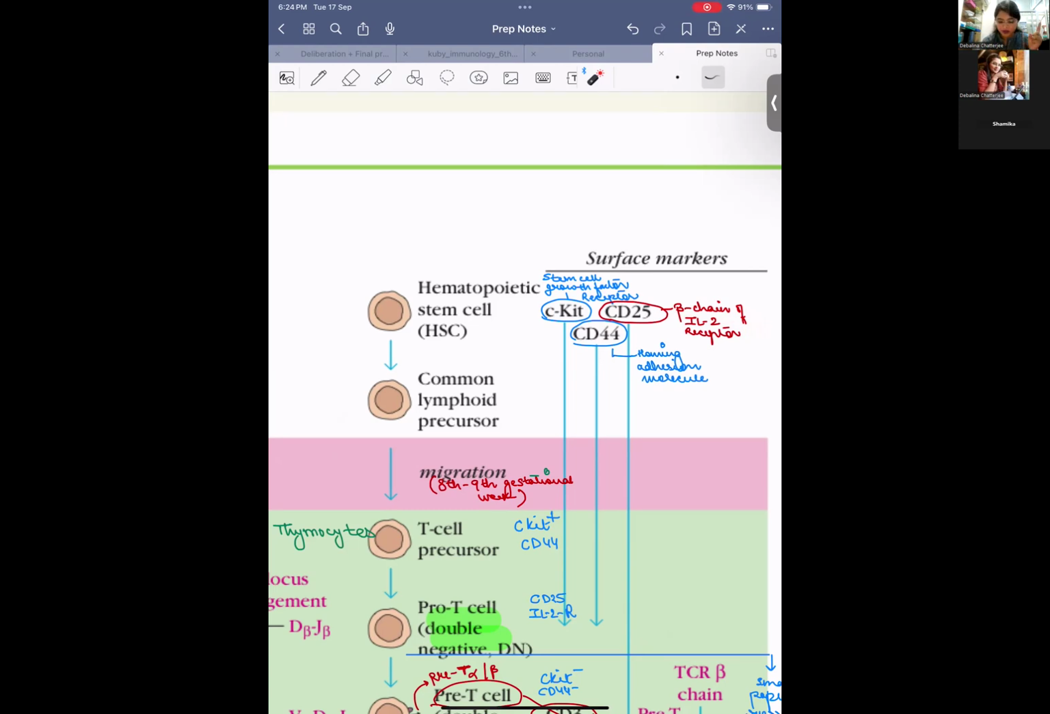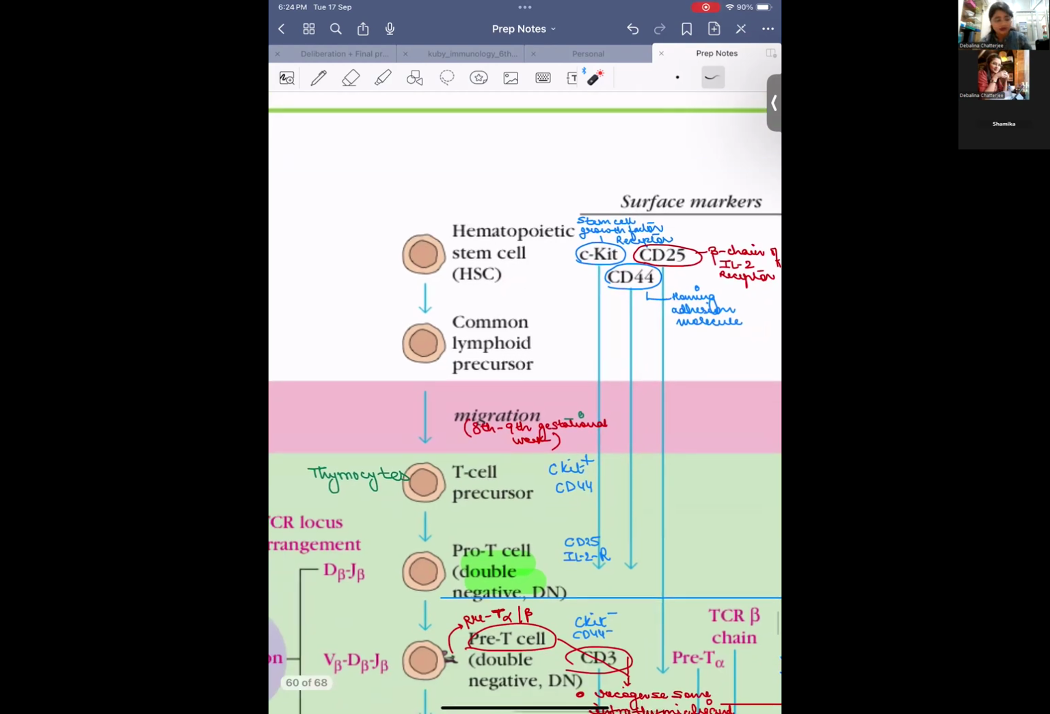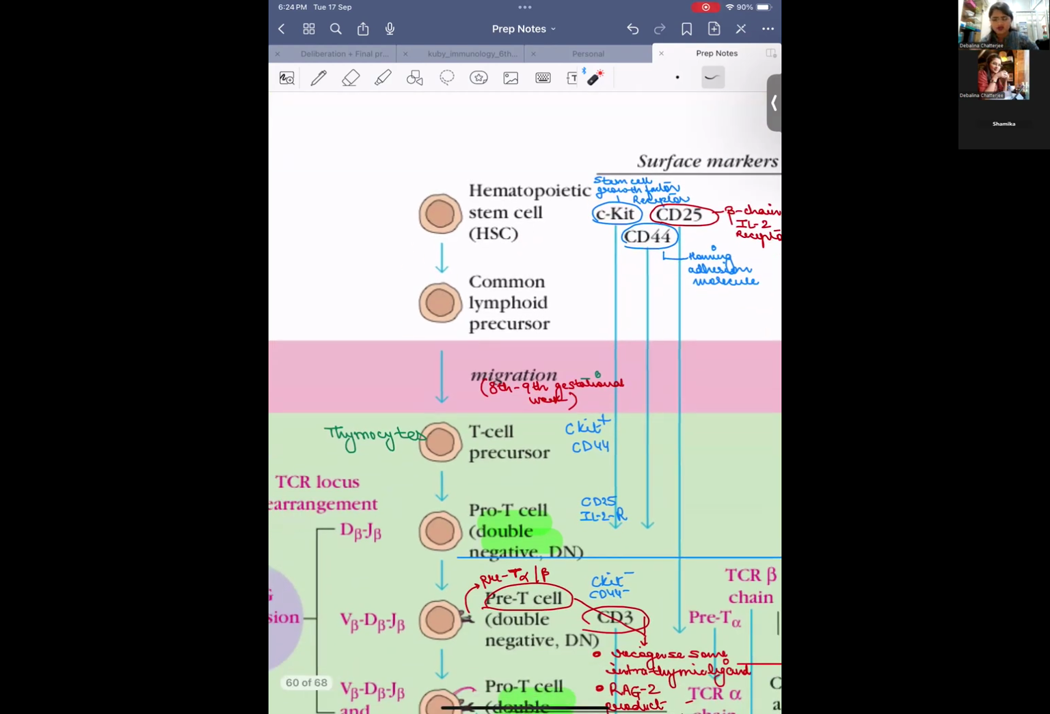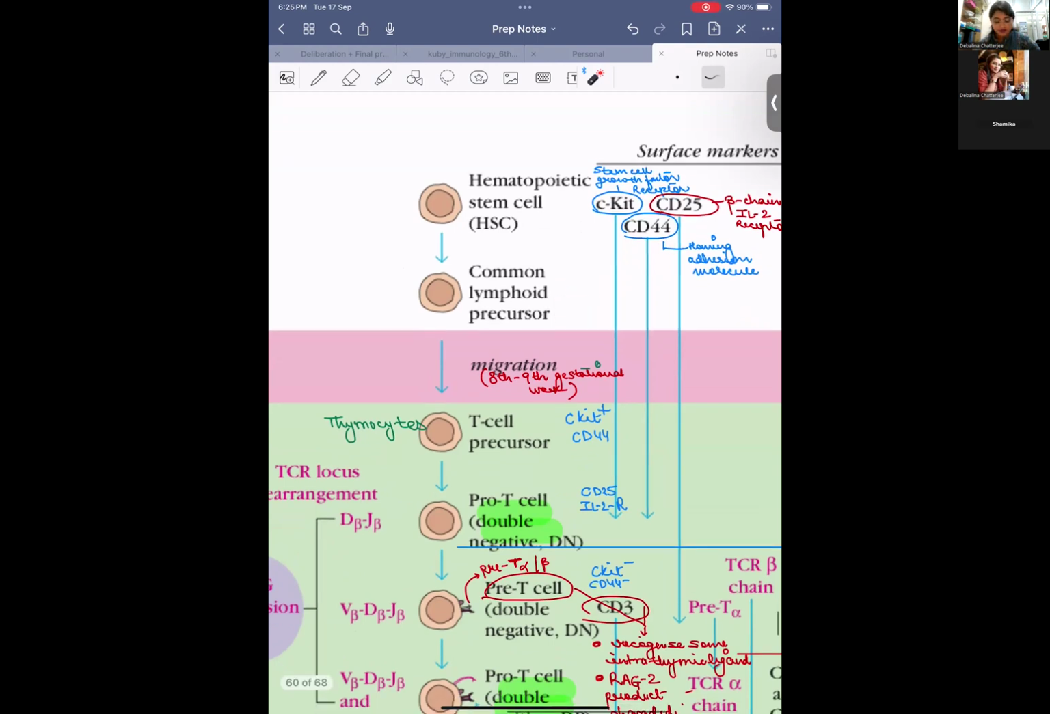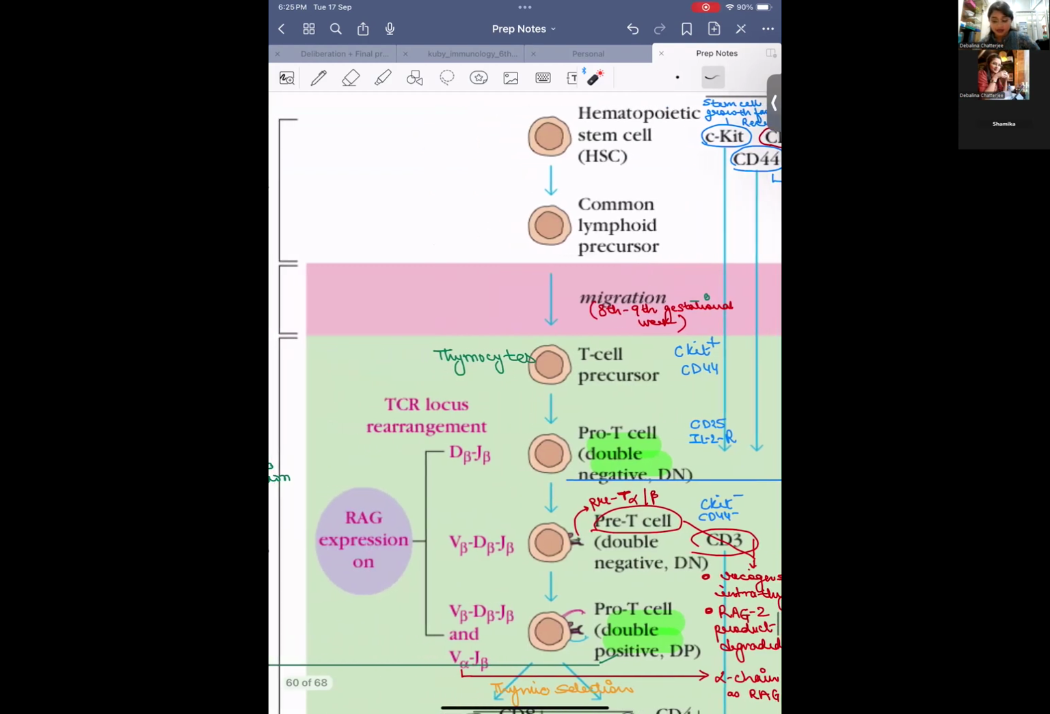From the hematopoietic stem cell onwards, the beta chain of the IL-2 receptor is present on the HSCs. It then differentiates based on the signals that it receives from the environment, the stromal cell networks in the bone marrow, and differentiates into a common lymphoid precursor cell. The lymphoid precursor cells undergo migration from the bone marrow into the thymus by the 8th to 10th week of gestation. Gestation means when you are in your embryonic stages. So from the 8th to 9th gestational week of the mouse.